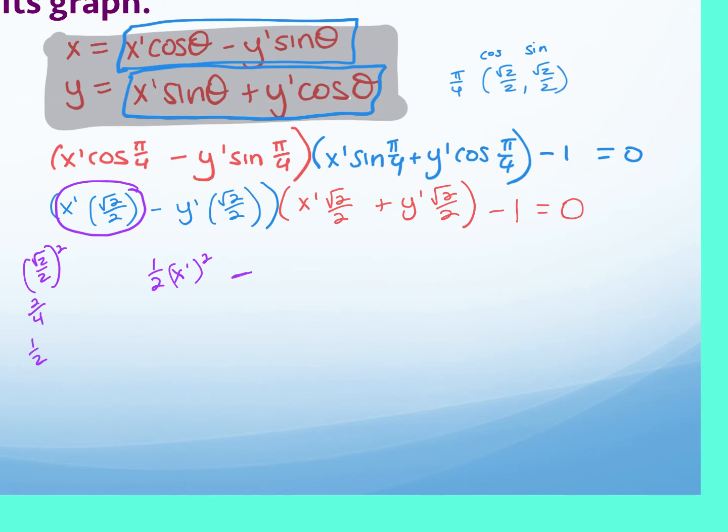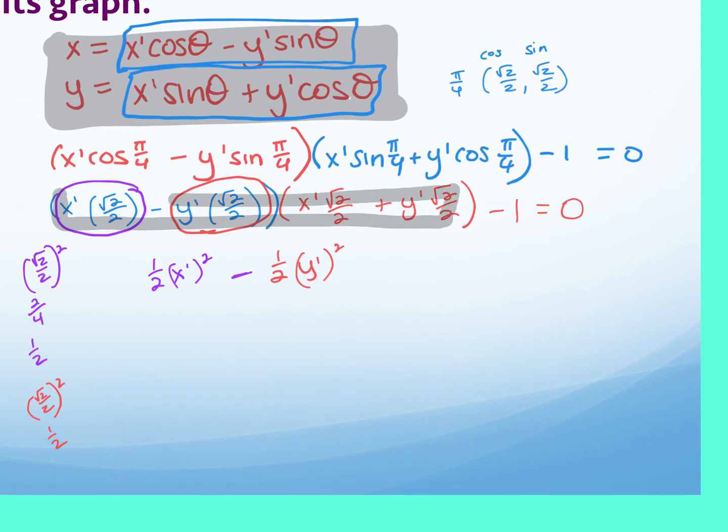Then subtract from it, because it's the difference of two squares, the square of y prime root 2 over 2. So we're root 2 over 2 squared again, which again results in 1/2. So 1/2 y prime squared. So that was this whole thing. We multiplied out. There's still a minus 1 equals 0. Still with me?